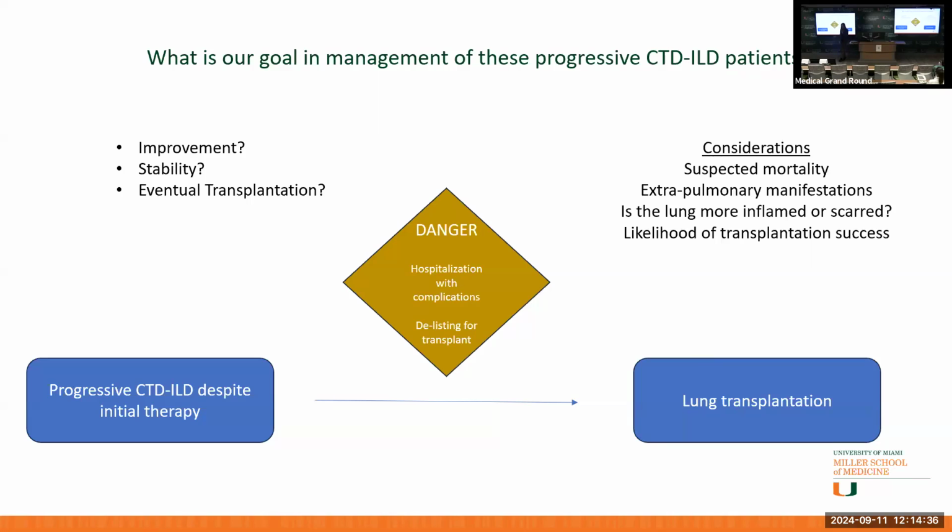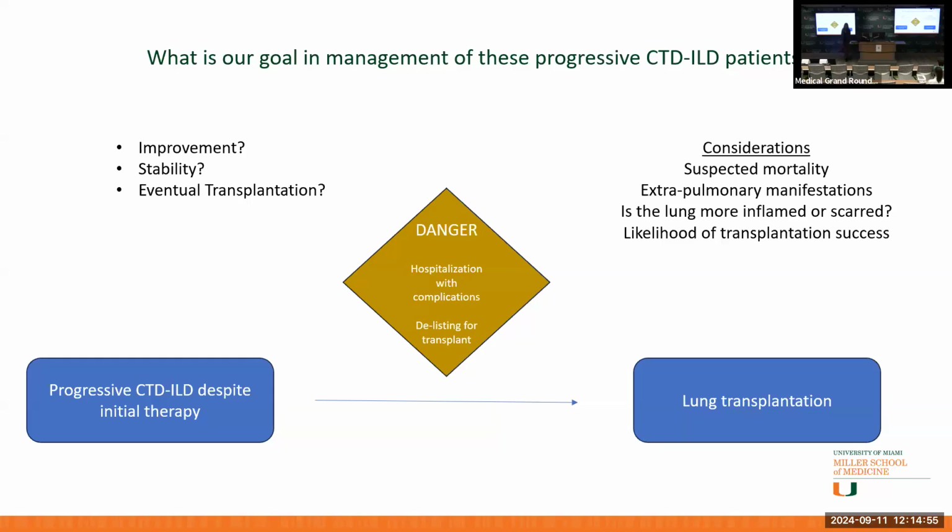Is the lung more inflamed, or is it more scarred? Should I be very aggressive up front if it looks like something like organizing pneumonia, which is a very inflammatory pattern that we see that may be more responsive to strong immunosuppression, when you're weighing infection risk versus risk of the disease acting up?